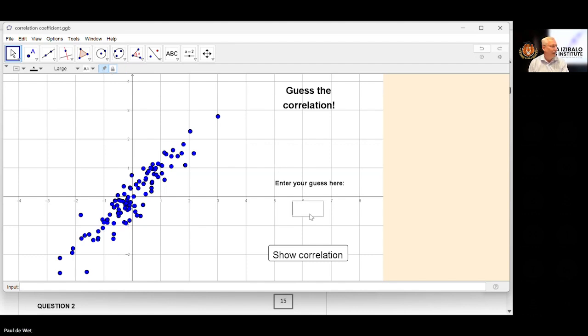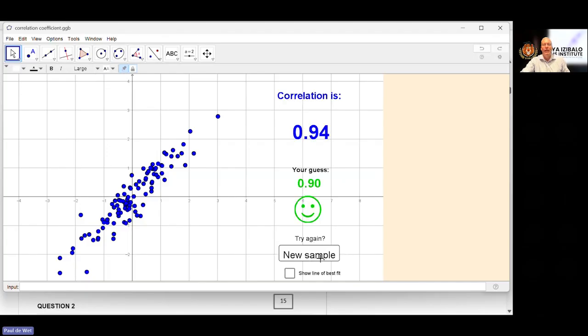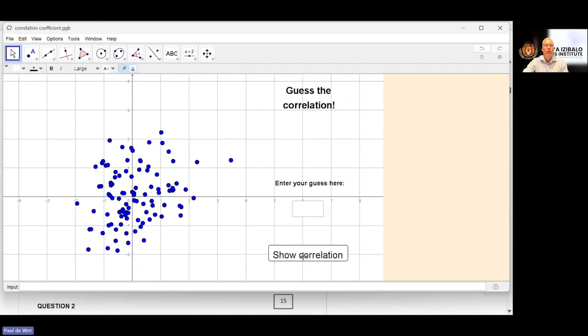And what's your answer? 0.9. Okay, let's see. Guys, it's close. It's even better. It's 0.94. And we can also show the line of best fit. All right, let's do another one.